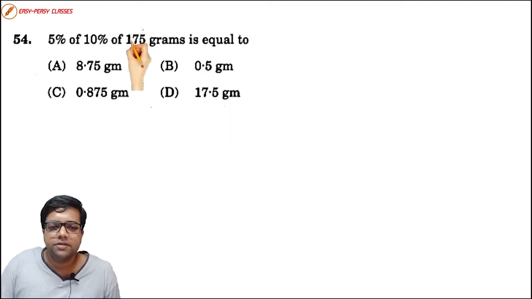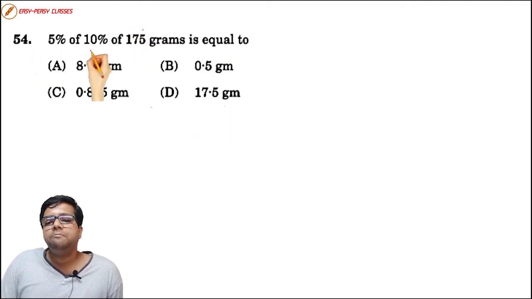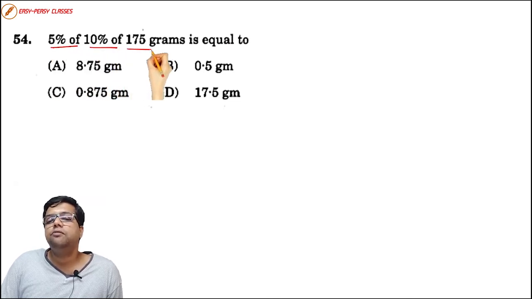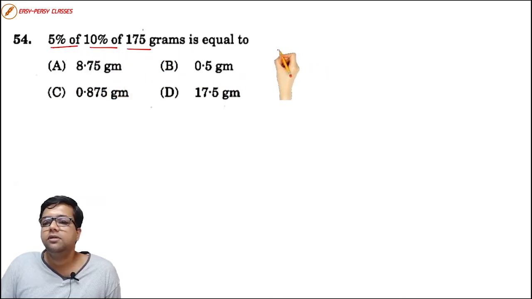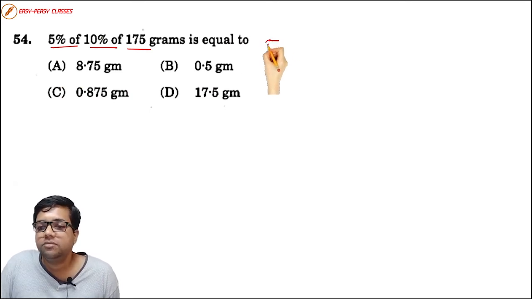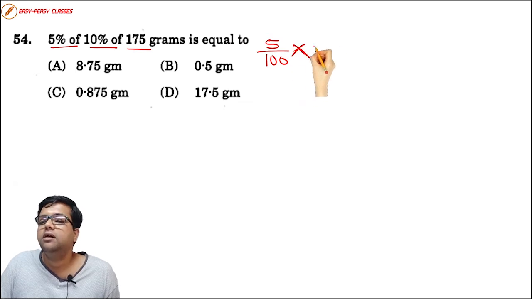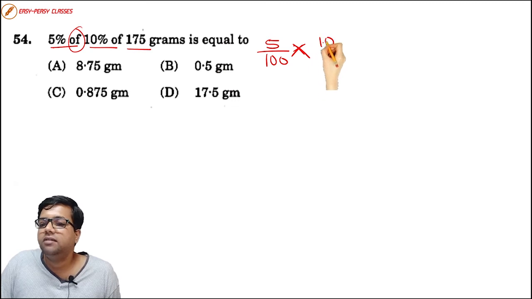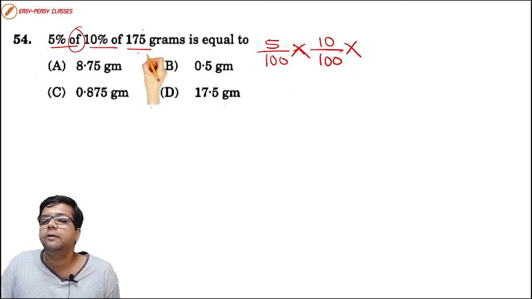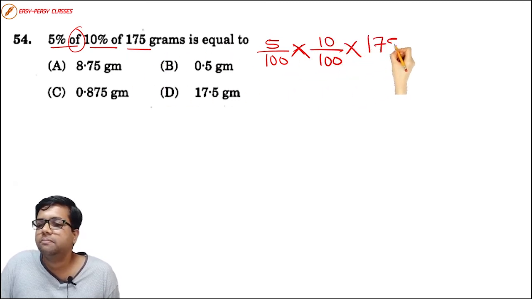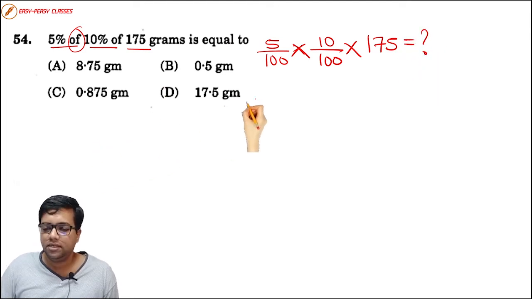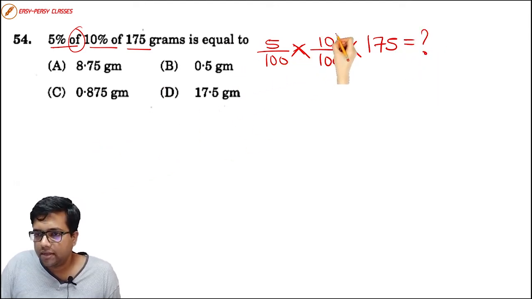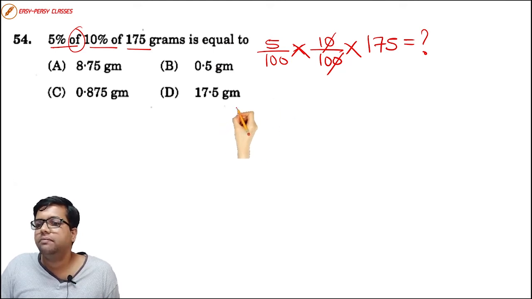Next question. Question number 54. 5% of 10% of 5% of 10% of 175 grams is equal to what? 5% means it is to be divided by 100. 5% of means multiplied, a multiplication sign. Whenever there is an of, you multiply. Of 10% of 175 grams is equal to what? Okay, so you can cancel that 10 by 10 here.